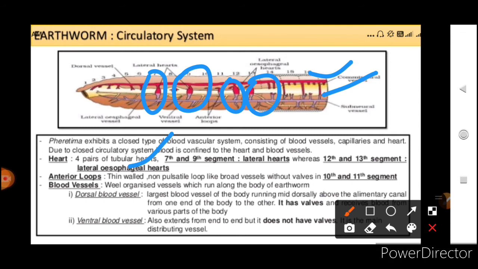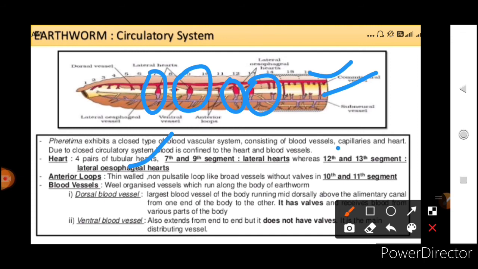And the ventral blood vessel also extends from end to end, but it does not have walls. It is the main distributing vessel. You have to remember that 4 pairs of tubular hearts are present, in segments 7, 9, and 12 to 13. Anterior loops are present, which are nothing but broad vessels, in segments 10 to 11.